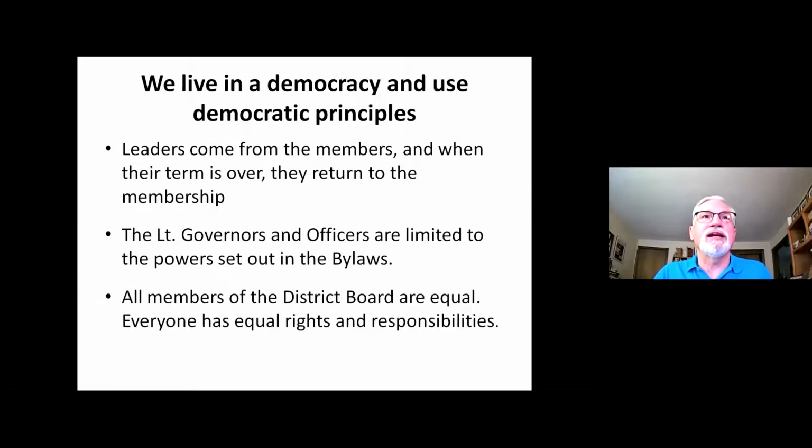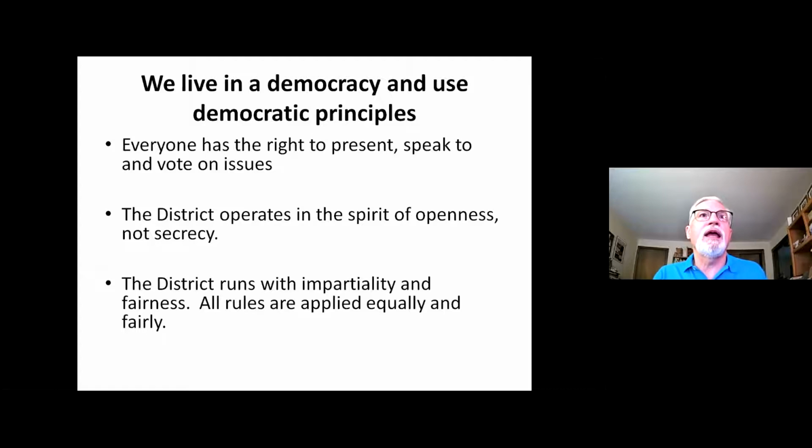The key to our democracy is that leaders come from the membership, and when their term is over, they return to the membership. The powers of lieutenant governors and the officers of the district are limited to the powers set out in the bylaws, and all members of the district board are equal. That means you have equal rights and responsibilities to govern the district. Everyone has the right to be present at a meeting, to speak, and to vote on the issues.